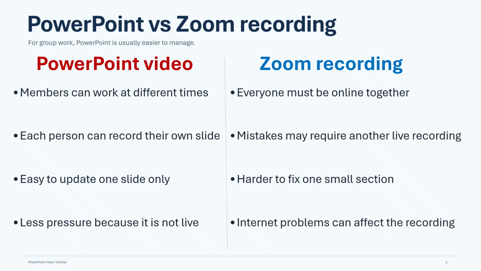Each person can record their own slide, and if there's a mistake, you can directly fix it only on that particular slide that needs to be fixed. While in Zoom recording, probably you have to start all over again. So basically, there's less pressure because it is not live. And also in Zoom recording, internet problems can affect the recording.